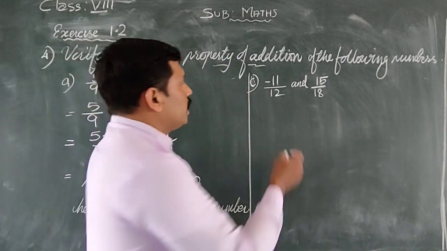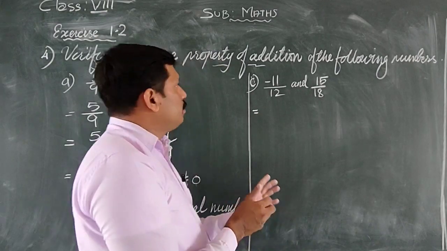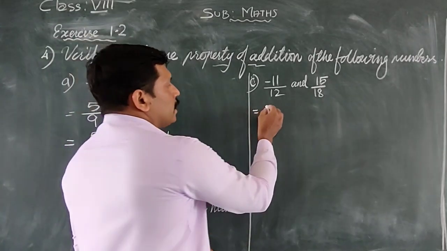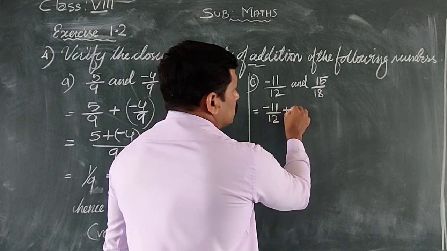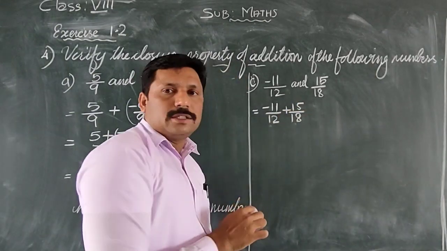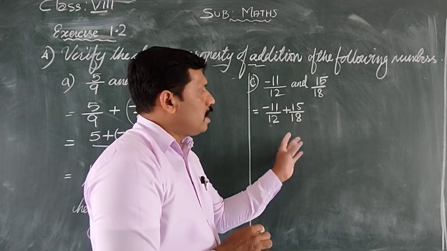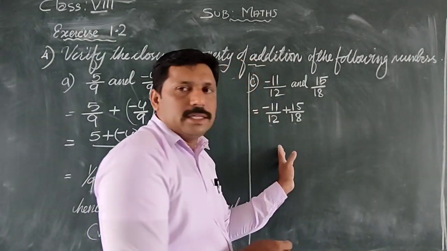Let us move to the next example. One more I will solve for you. The remaining questions, that means I have solved A and C, B and D is homework for you. Here, negative 11 upon 12 plus 15 upon 18. Here denominators are different. We have to find the LCM, make the denominators equal, and then we can add. LCM of 12 and 18 is 36.